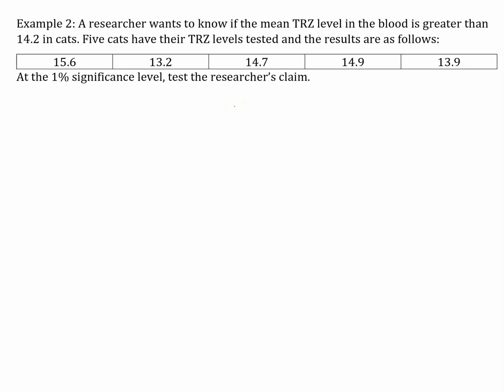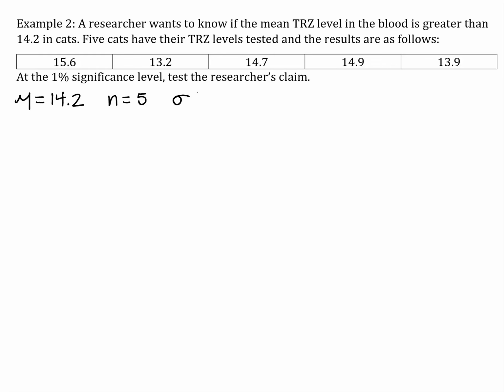So we are given, the researcher wants to know if the mean TRZ level in the blood is greater than 14.2. And so we are going to take our mu to be equal to 14.2 because that's what the researcher is going to be comparing it to. They tell us that 5 cats were tested, so that gives us our sample size, our little n is equal to 5. What we are not given is the population standard deviation.